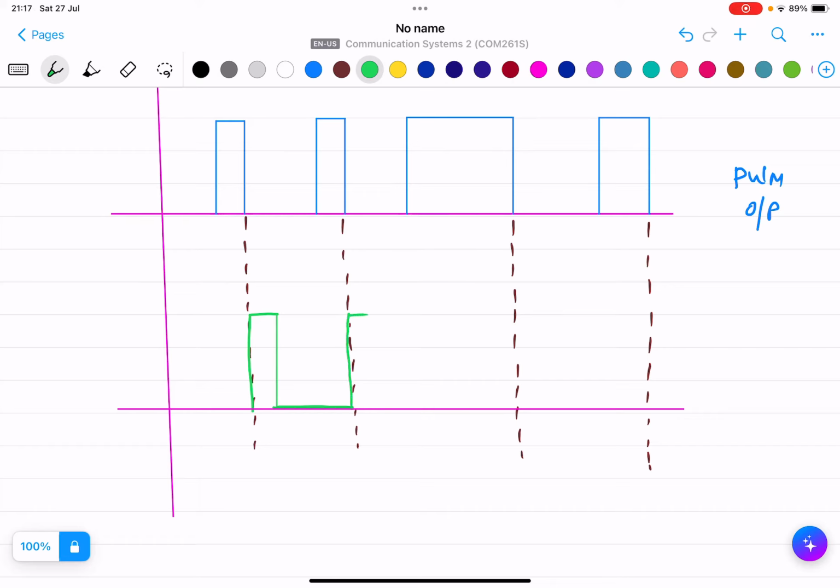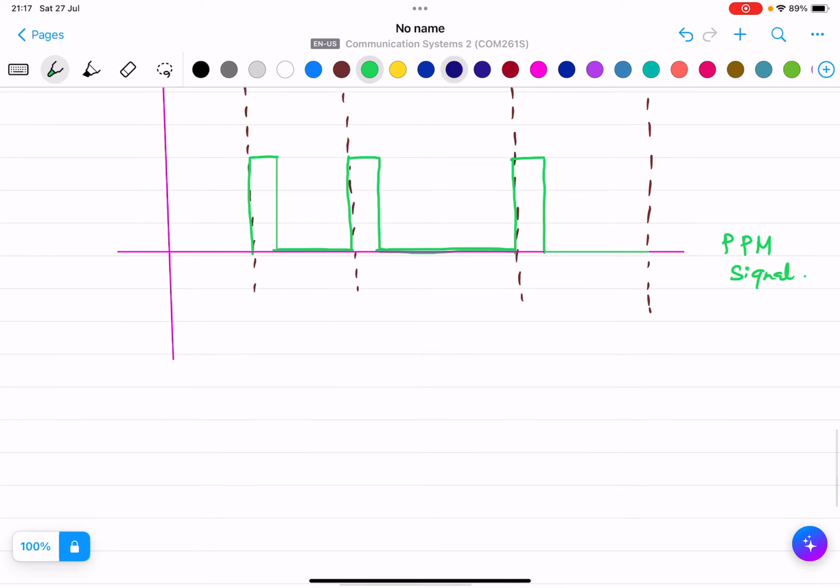Then it will become high for some time like this, and then low. Then again at the falling edge it will become high for some time and then low. Now this is the PPM signal. You can see that the width is constant but the position is not constant. The distance between the pulses is not constant.